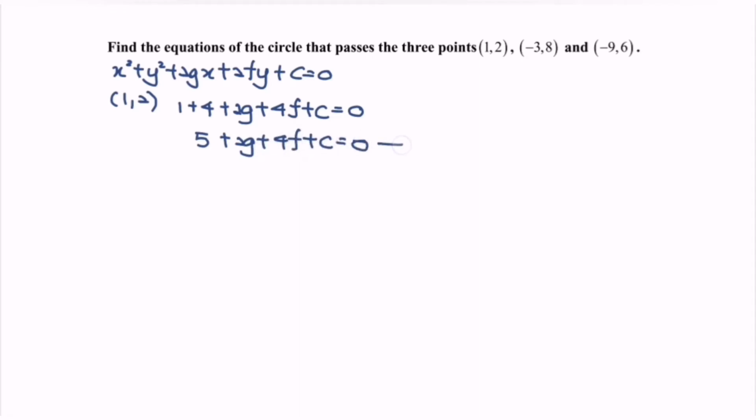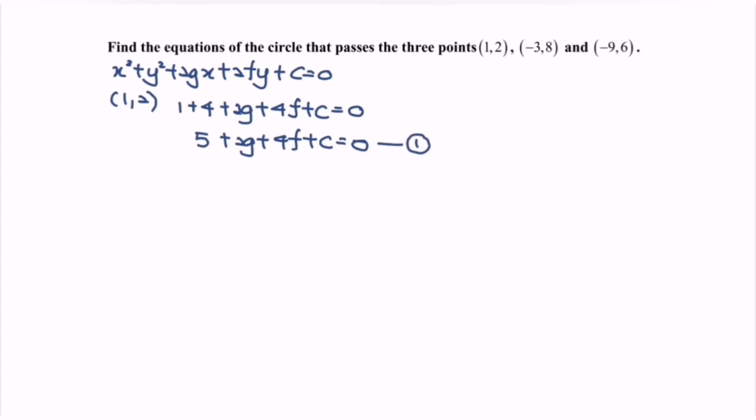Continue with the question. The equation of the circle that passes the 3 points. So for this case, we have the situation 3 points, where we have the point 1, 2. So kindly substitute the point 1, 2, where x is equals to 1 and y is equals to 2. So if we substitute, we will have 1 plus 4 plus 2g plus 4f plus c equals to 0. Kindly simplify the equation. So finally we have 5 plus 2g plus 4f plus c equals to 0. And we name it as the first equation.